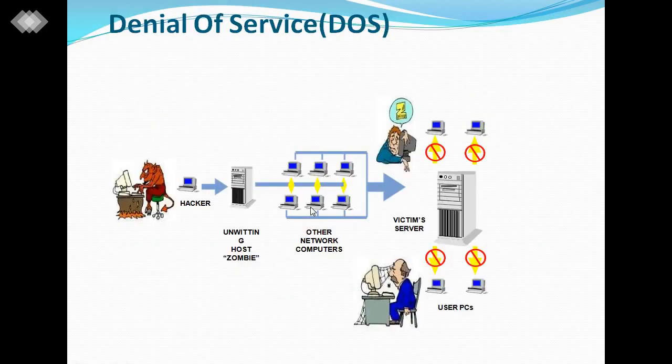So how denial of services works, you can see in this diagram. Here are the hackers, who send some code to host zombies. They send it to different networks, and these different networks can affect the servers, where these servers affect their personal users. So this is how denial of services works in the security of e-commerce.